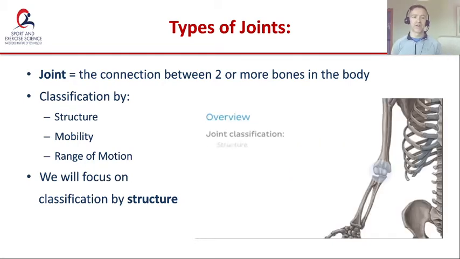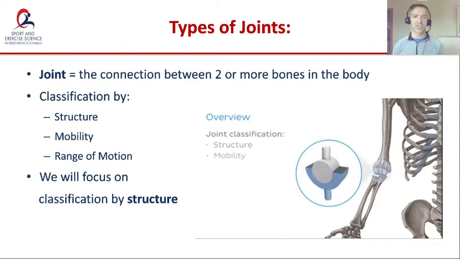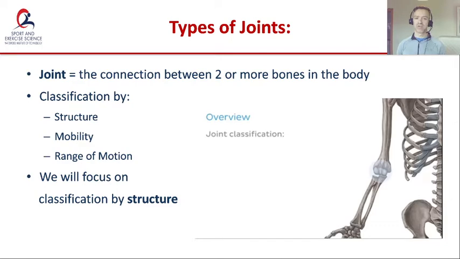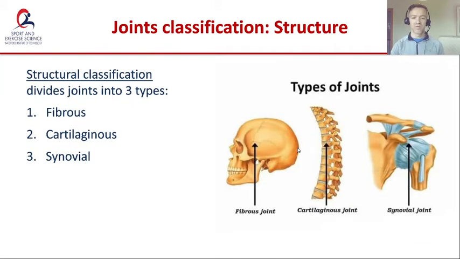In this module, we're going to focus on classification of the joints by structure, and we are not going to focus on mobility or range of motion. So moving on from there, we can see that according to structural classification, we have got three different types of joints in the body. We've got a fibrous joint, we have a cartilaginous joint, and we have a synovial joint. Of those three, we're going to spend the most time and dig the deepest into the synovial joint, but I want you guys to be aware of the first two types, the fibrous joint and the cartilaginous joint.